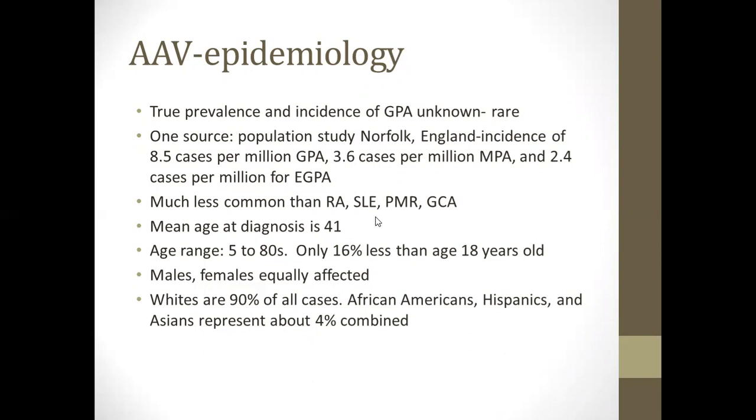The mean age at diagnosis is 41. There's a big range in the age as far as who can present. Kids can get it, roughly 16% less than 18. Male-female ratio is equal. Lots of whites get this disease, but it can be seen in every ethnicity.